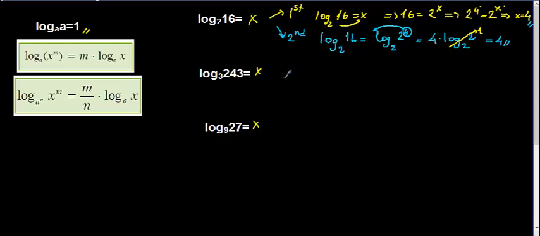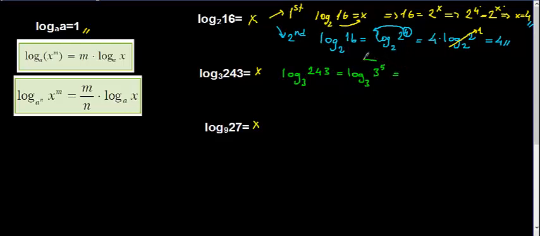Not going to solve by both ways. I'm going to solve only the second way. Logarithm base 3, 243 should be equal to logarithm base 3, 243. Ladies and gentlemen, you need to know this one. 243 is 3 to the power of 5.